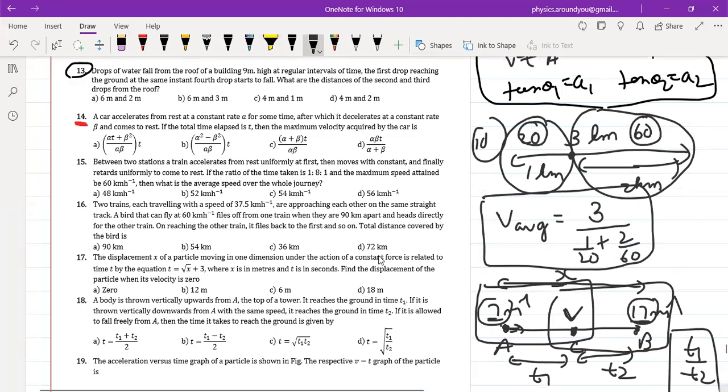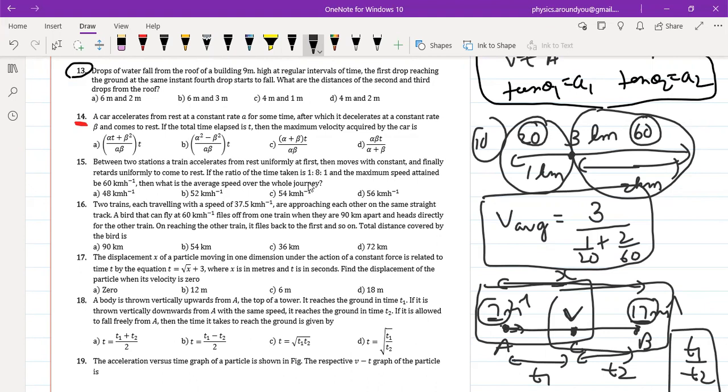Now, for question number 15. Between two stations, a car accelerates from rest uniformly at first, then moves with constant speed, and finally retards uniformly to come to rest. If the ratio of the time taken is 1 is to 8 is to 1, and the maximum speed attained is 60 km per hour, what is the average speed over the journey?